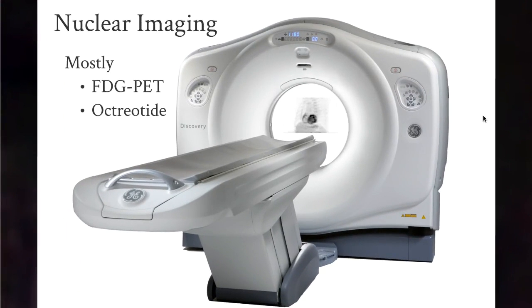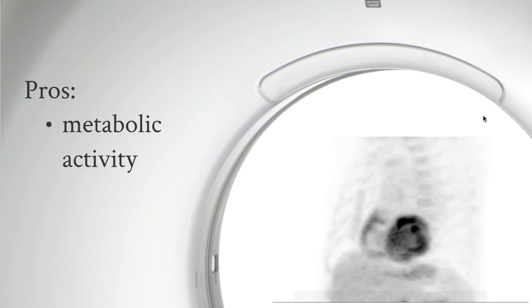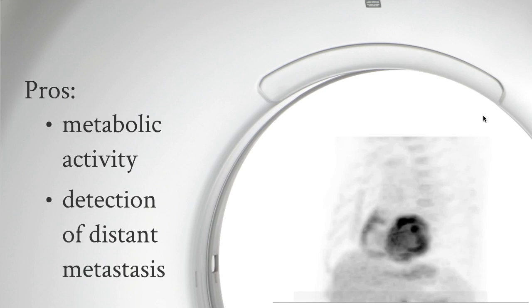Nuclear imaging: what we're talking about mostly is FDG PET and octreotide imaging. Some of the pros is that we are able to detect metabolic activity, so we can see if a mass is using glucose. We can also detect distant metastasis, so we get whole body imaging, where we can see that there's mets to the lymph nodes or adjacent structures.